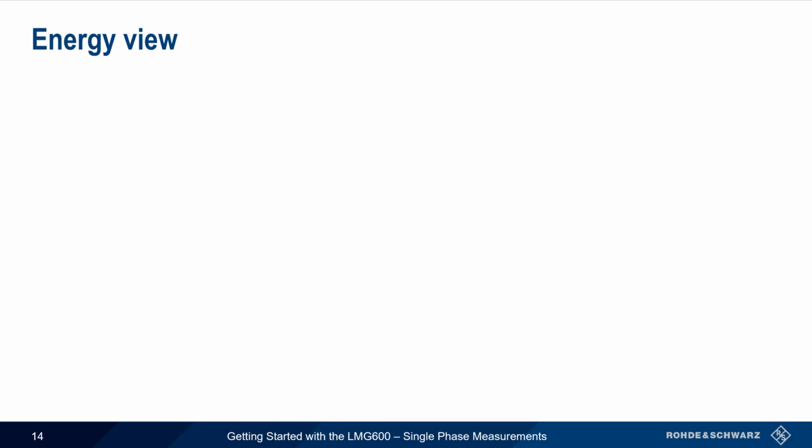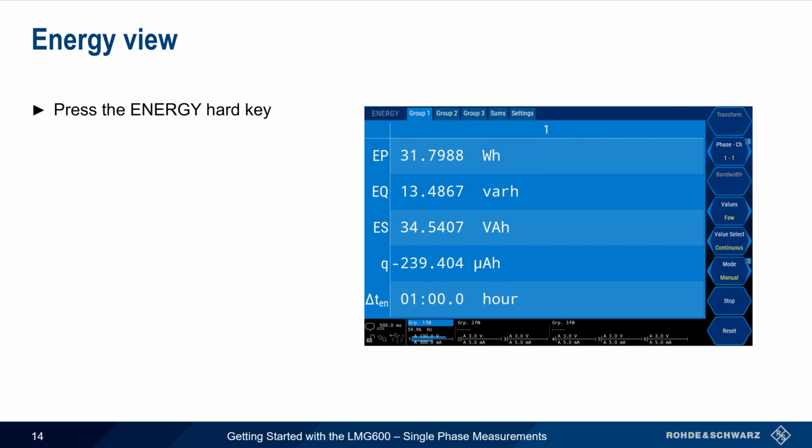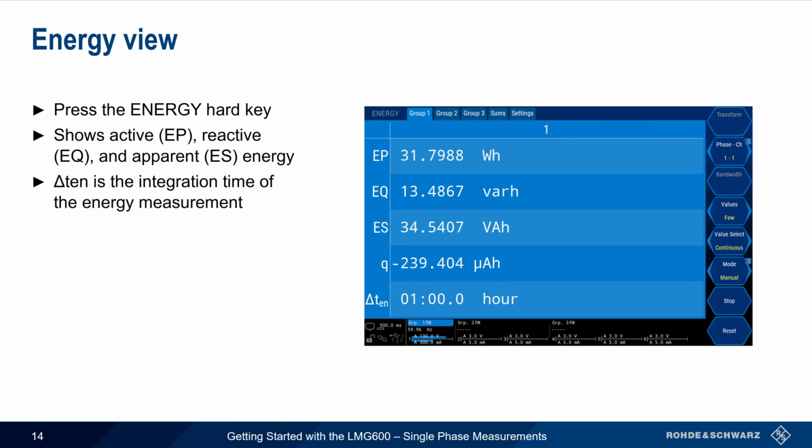The last set of general measurement views is the energy view, which is accessed via the energy hard key. Energy shows the integration of power over a given duration, and the most important results are active, reactive, and apparent energy. The integration time of the measurement is also shown.